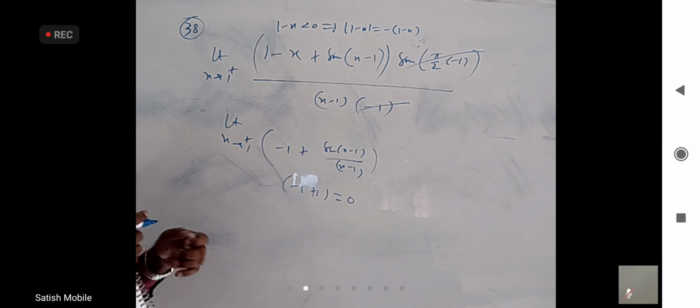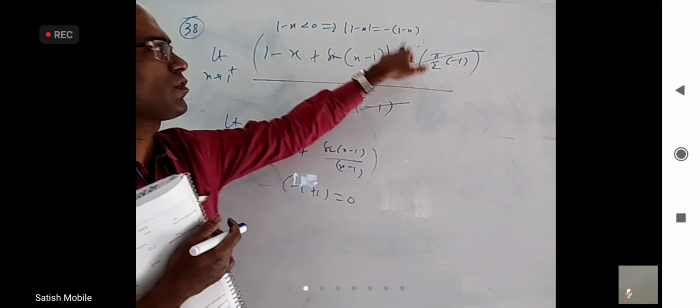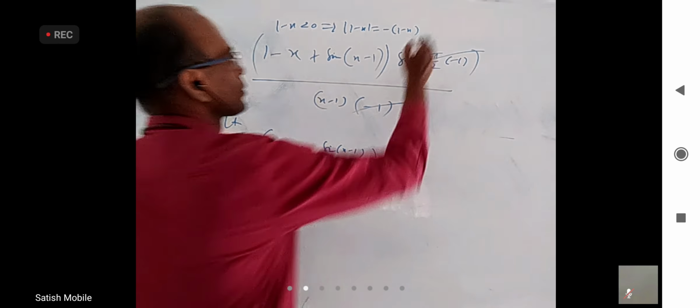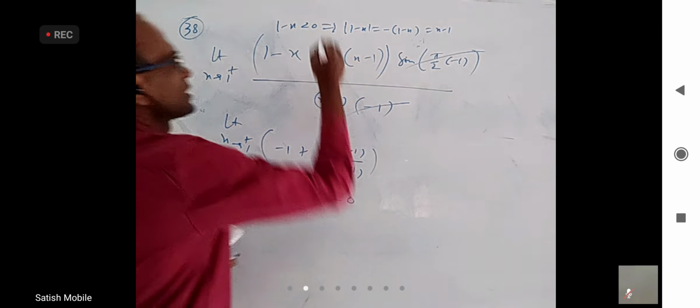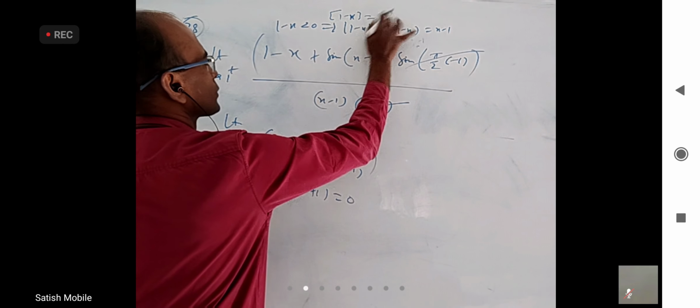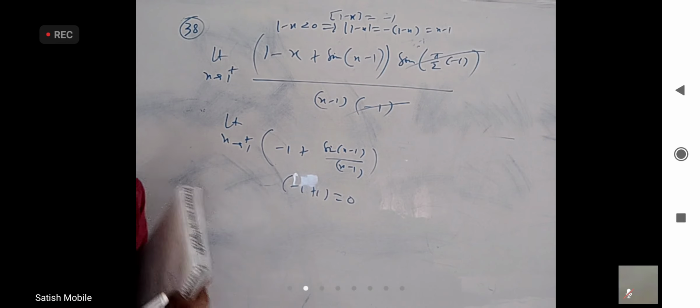Okay. Mainly understanding two things: mod x can be written as x, and mod 1 minus x is minus of 1 minus x, which is x minus 1. And one more thing is integer part of 1 minus x equal to minus 1 in the given interval, just after 1. If you understand this, everything is done.